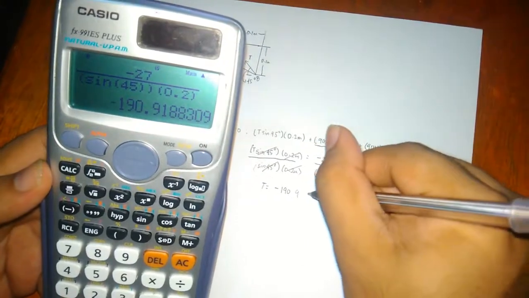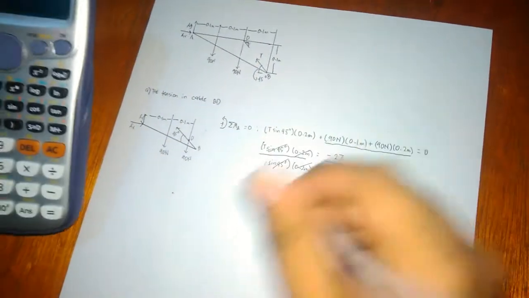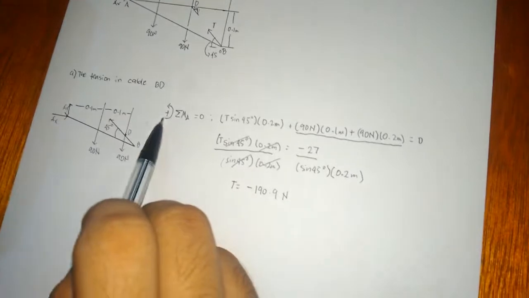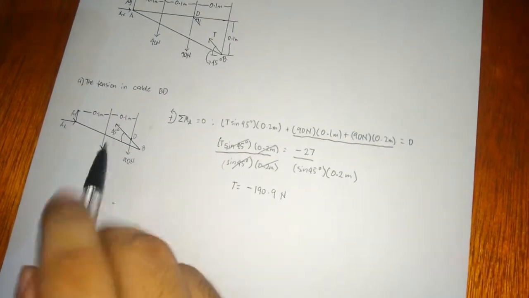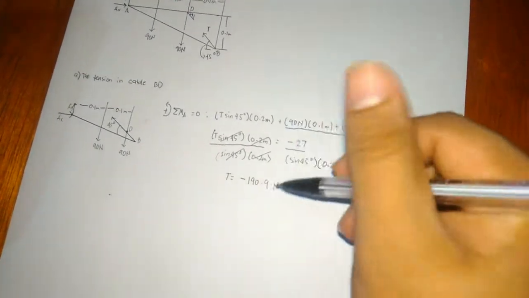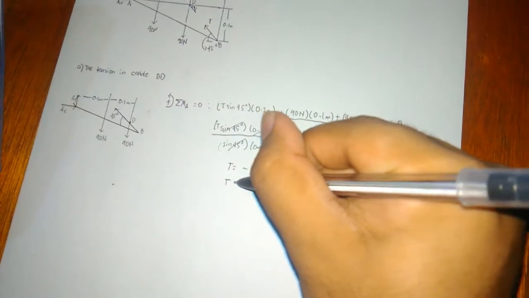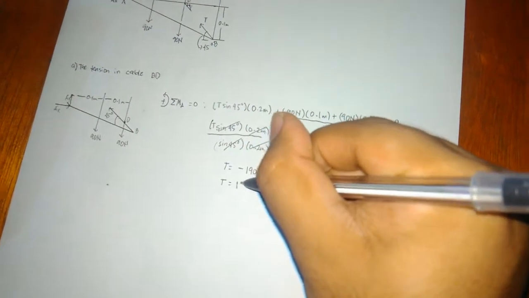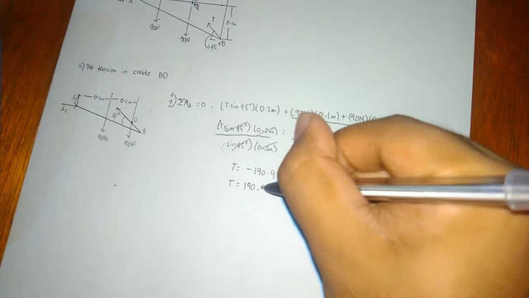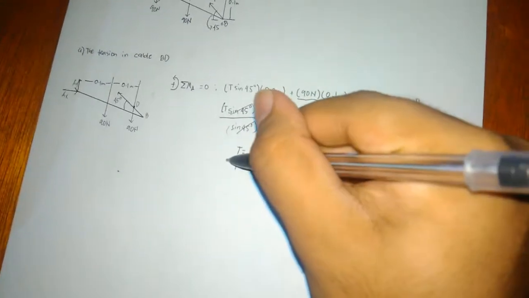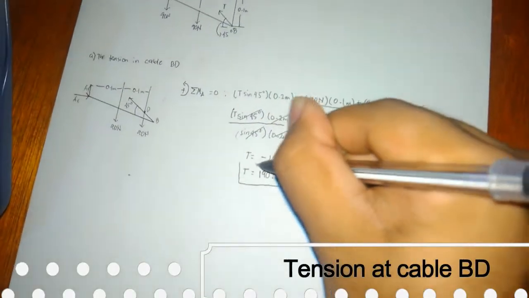So now we have negative 190.9 Newton. But remember that the moment of A is in counterclockwise direction, so the final answer should be positive. So the final answer is 190.9 Newton. This is the answer for letter A.